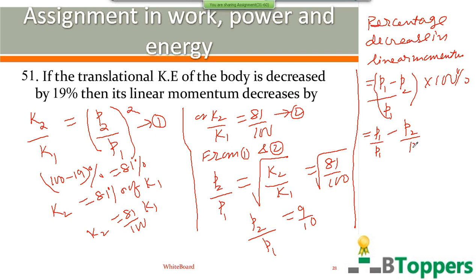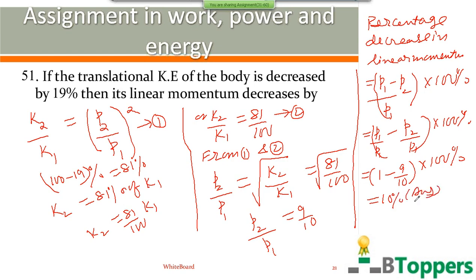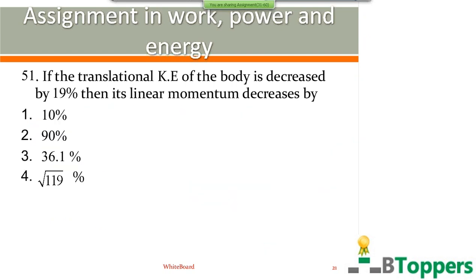If you want to copy the solution, you can copy it down. P2 by P1 you can write 9 by 10. So the momentum decreases by 10%. So for question number 51, first option is the answer. That is momentum decreases by 10%.